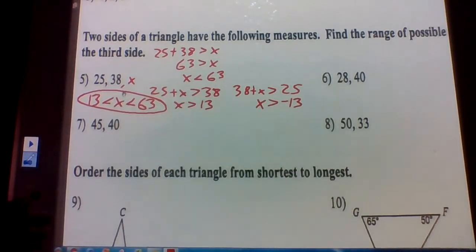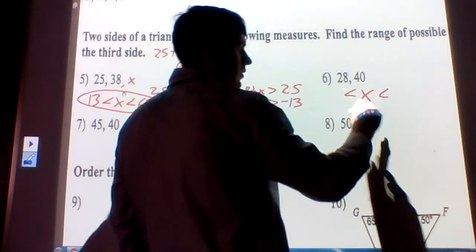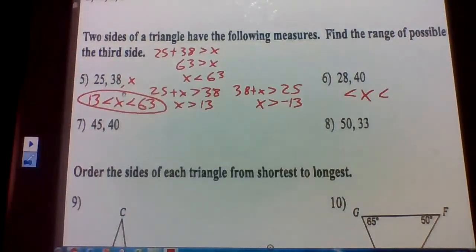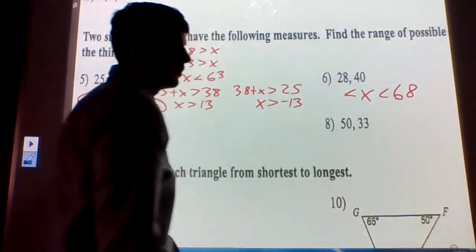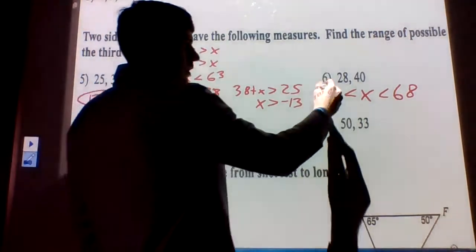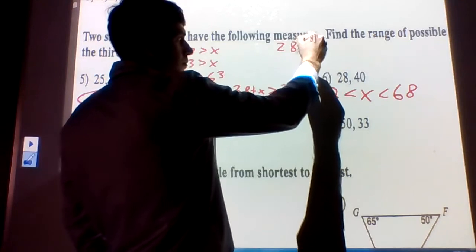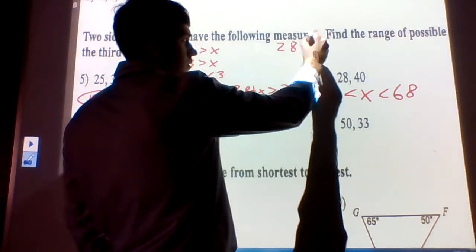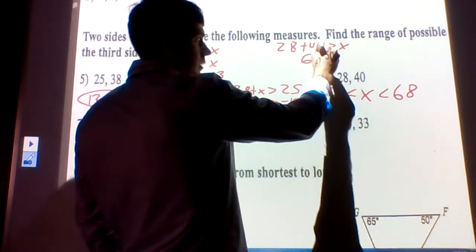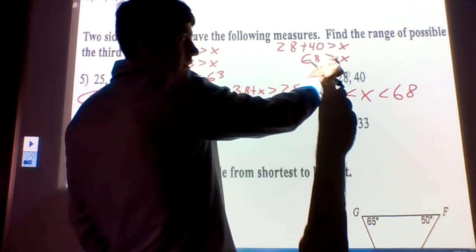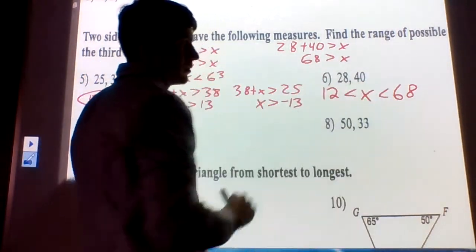All right, number 6. So we just want to use the shortcut way because it's easiest. So we need less than and greater than. We add them together: 28 and 40 is going to give us 68. So we know it needs to be less than 68, but it needs to be greater than 12. And again, if we wanted to solve the inequality, we would have 28 plus 40 is greater than x. So that means x has to be less than 68, or 68 is greater than x.